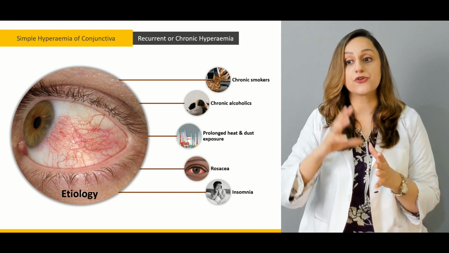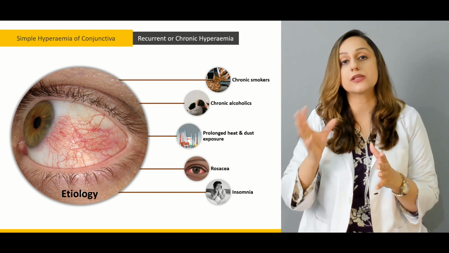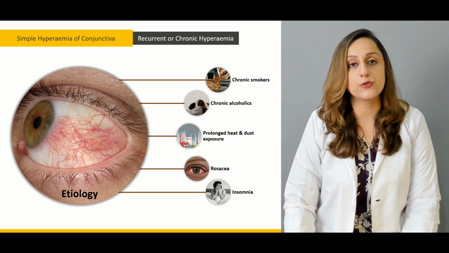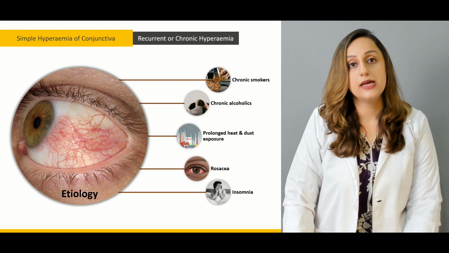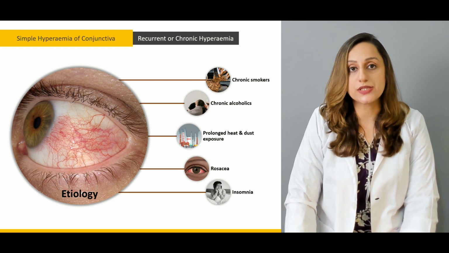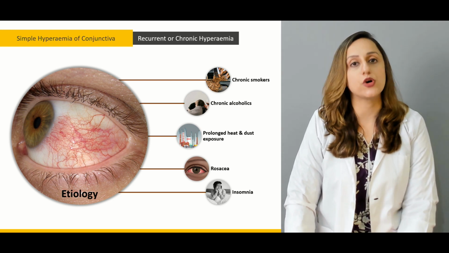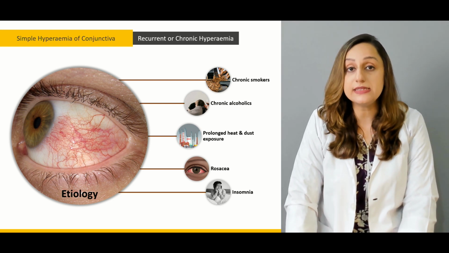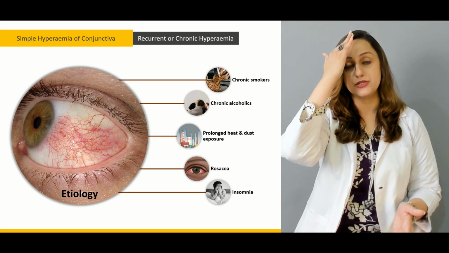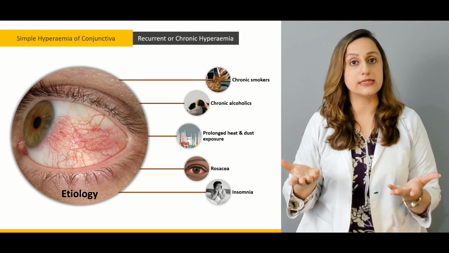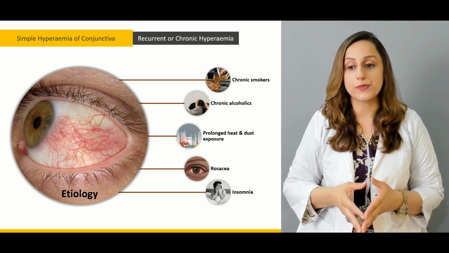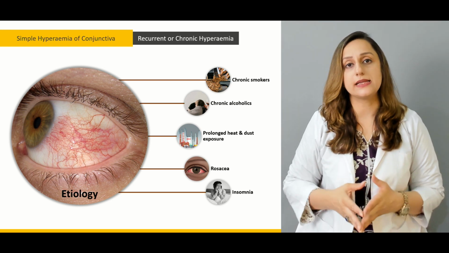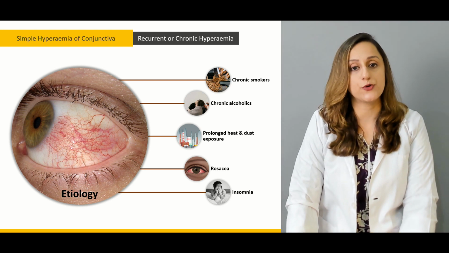That is basically the chronic smoking habit, or the chronic alcoholism, or insomnia. All of these are the chronic conditions that will be prevailing in the individual. Again, over here, we're going to focus on the fact that history taking is very important. A complete and detailed history of the individual will reveal if the person has the habits of chronic smoking, chronic alcoholism, is suffering from insomnia, or is exposed to heat and dust for prolonged periods of time or not.